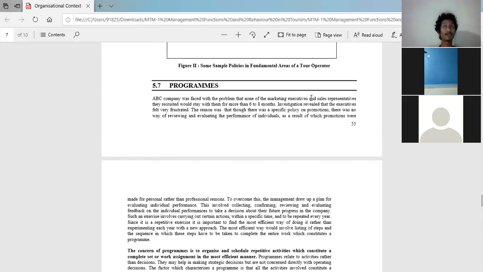Off-season are those seasons when there are lots of tourists. On-season are those seasons when there are lots of tourists, and off-season are those seasons when generally the tourist influx is low. Means tourists come less. You will get this in paper 9 of MTTM in the second year.